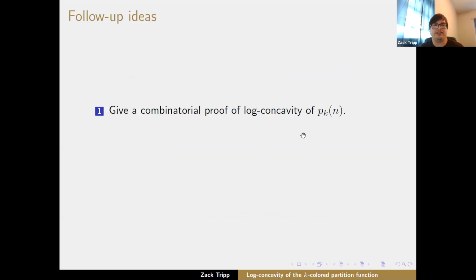Okay, so I want to quickly finish up on a couple of possible follow-up ideas. So one is that we give this analytic proof for the log-concavity of p sub k. As I mentioned before, it really is a combinatorial property. There's this nice survey paper of Stanley on unimodality and log-concavity in combinatorics. And you can see a lot of techniques there for how to prove these things combinatorially. So I think that would be really interesting.